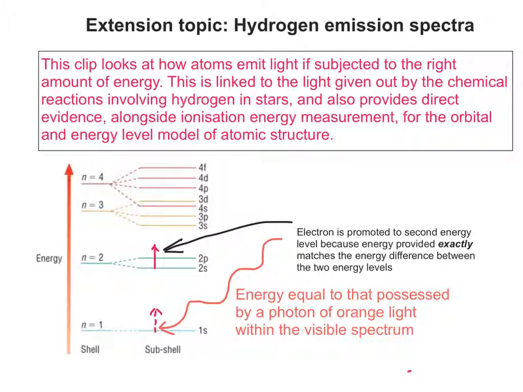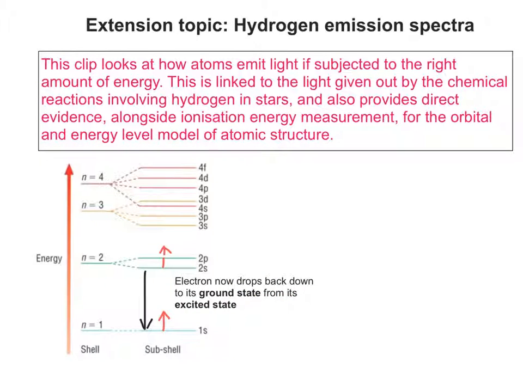In other words, because the energy that's provided exactly matches the energy difference between the two energy levels, the electron jumps to the second one. If it was slightly less or slightly more, it wouldn't do so. The electron now drops back down to its ground state from its excited state. The ground state is where it normally resides in 1s, and the excited state was in energy level 2, or n equals 2.